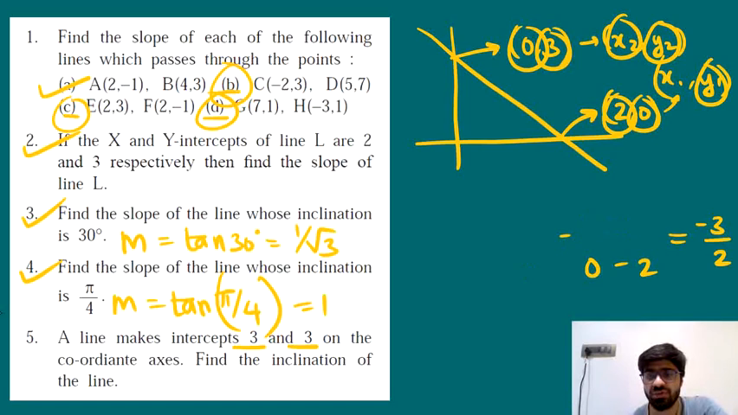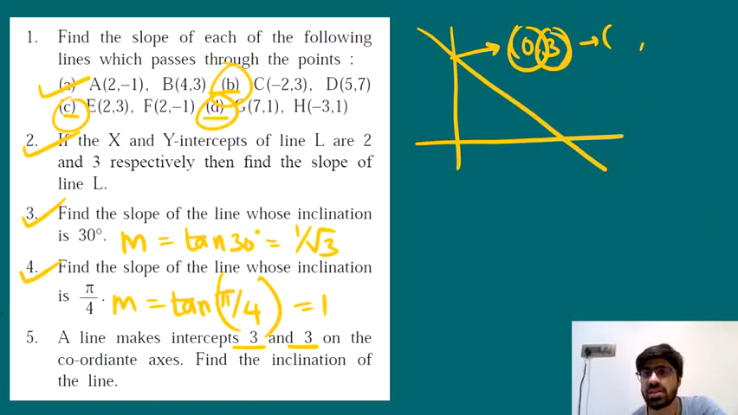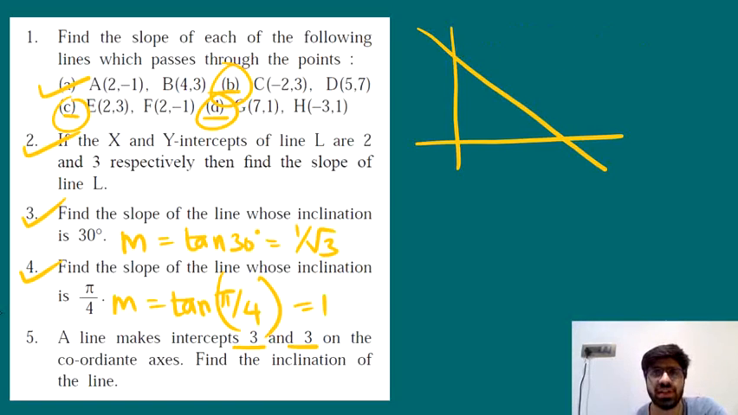The diagram for the fifth question remains very much the same like this diagram. Just that in this diagram I had said that the intercepts were 0 and 3, right? In this fifth question they are saying that the intercepts are 3 and 3. So on the x-axis the line is passing through (3, 0), and on the y-axis we can say that it is passing through (0, 3).